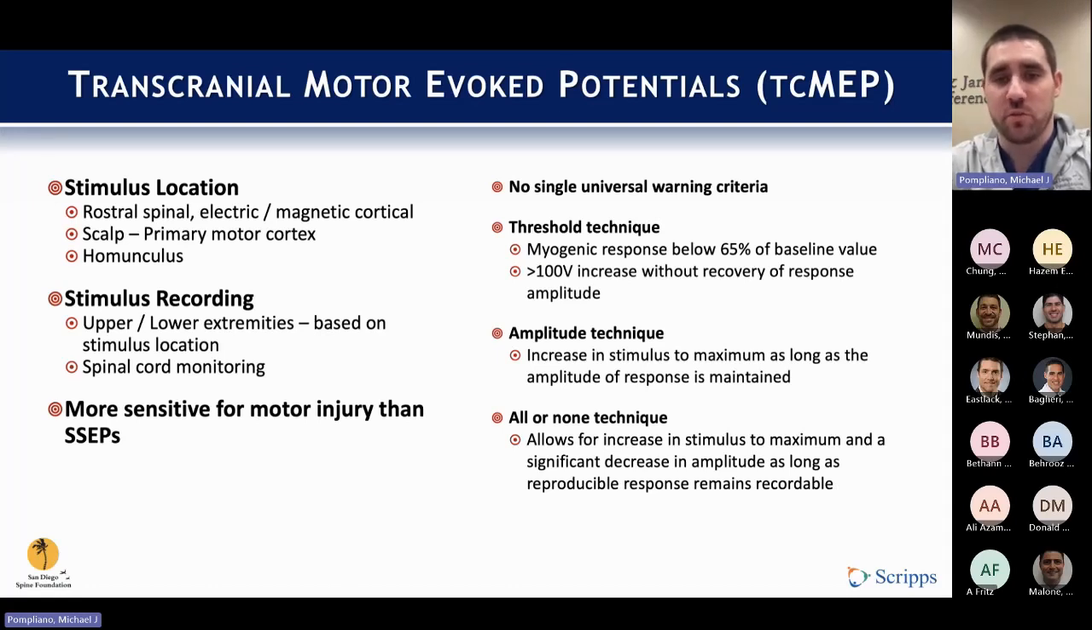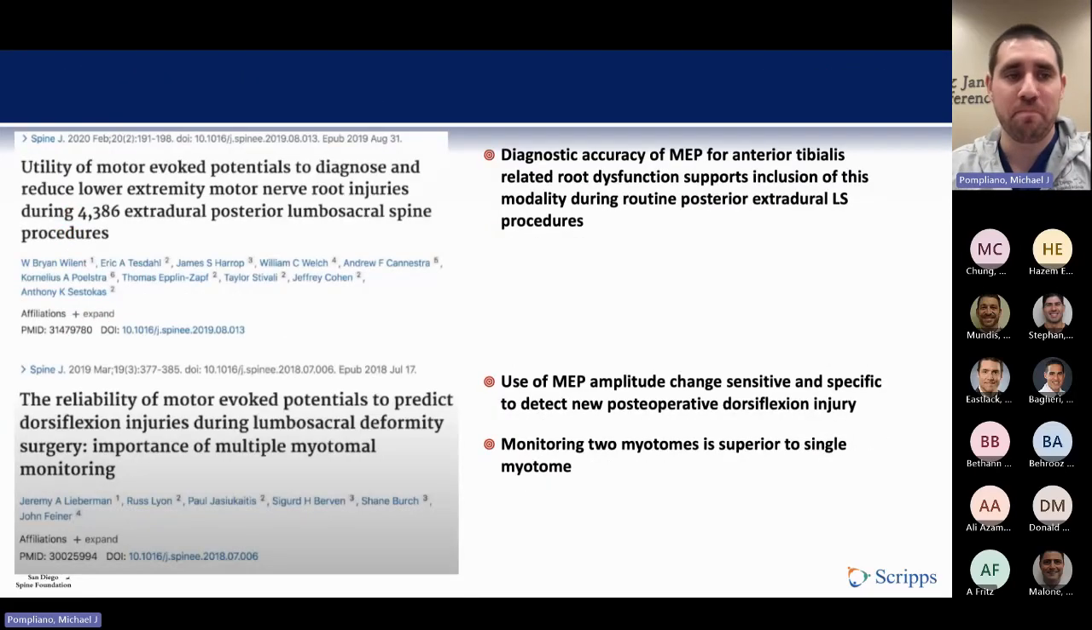The three main techniques, first is the threshold technique. It's essentially a myogenic response below 65% of baseline value, and then increasing 100 volts above baseline doesn't provide recovery of that response amplitude. The amplitude technique is an increase in stimulus to the maximum level as long as the amplitude of response is maintained, and if you're no longer able to maintain that response, then that's considered a positive alert. And then the all or nothing technique is kind of a combination of the two. It's an increase in maximum stimulus as well as a significant decrease in the amplitude as long as a reproducible response is recorded. So you have to have kind of a reproducible, there being the keyword.